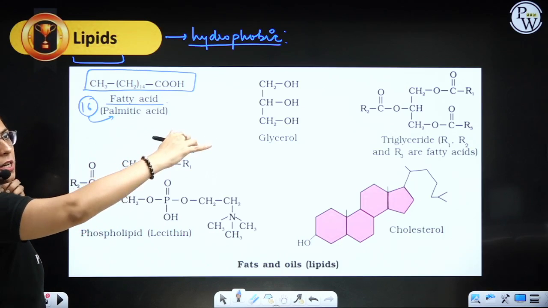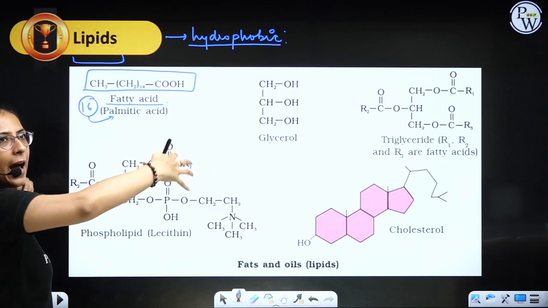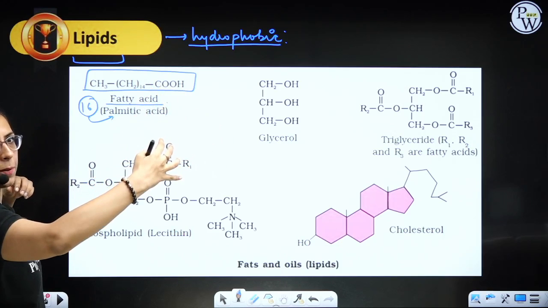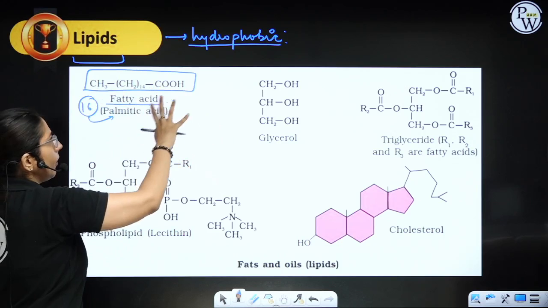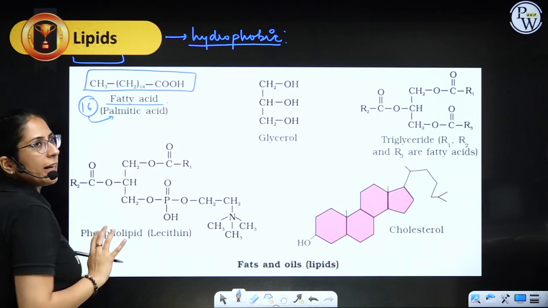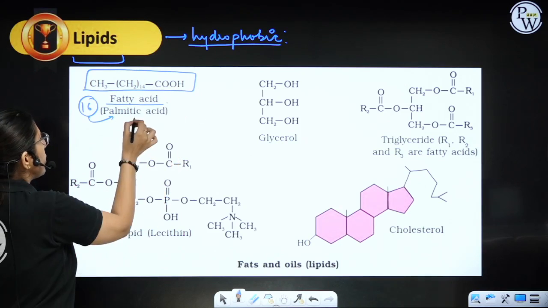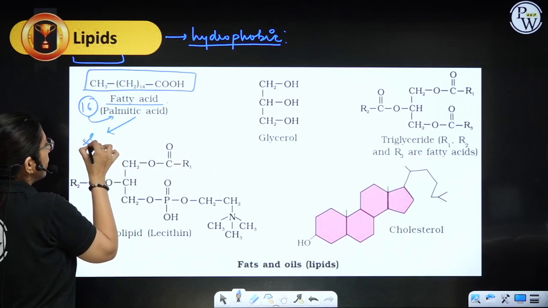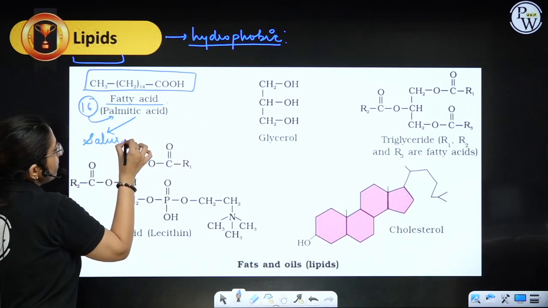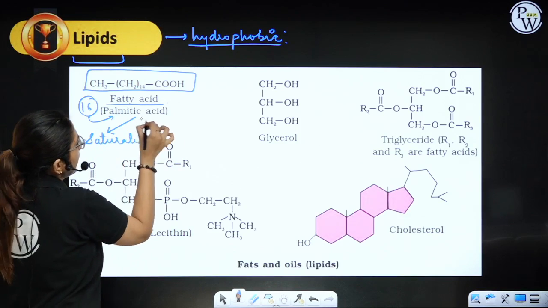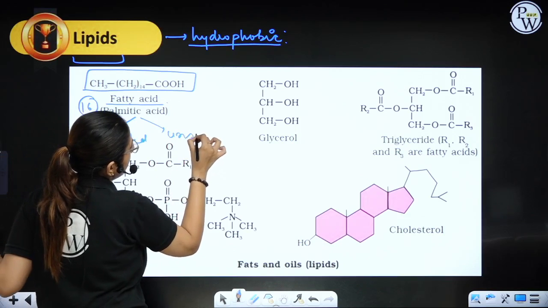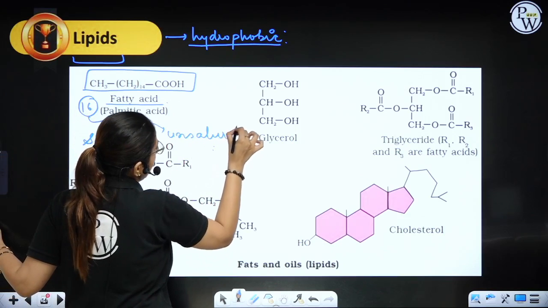This is a linear chain. On one side you will find an acidic group, that is a COOH group. Now let's look at this fatty acid chain. Now this fatty acid chain can be saturated or they can be unsaturated. Accordingly, different names have been given.